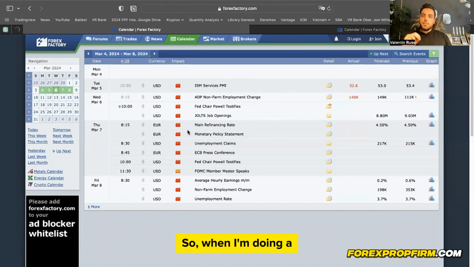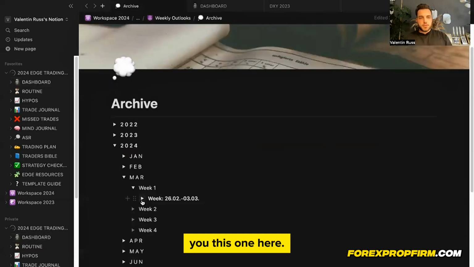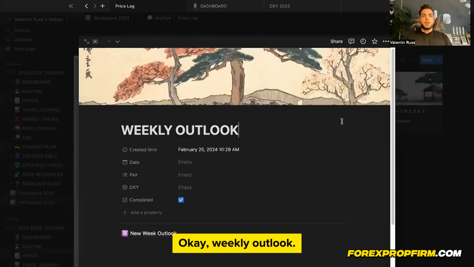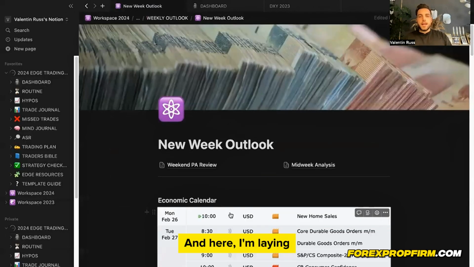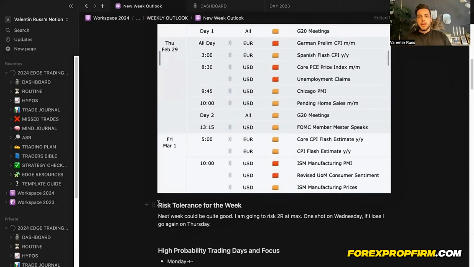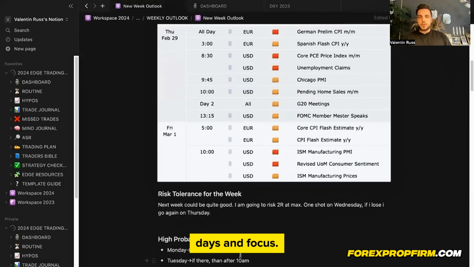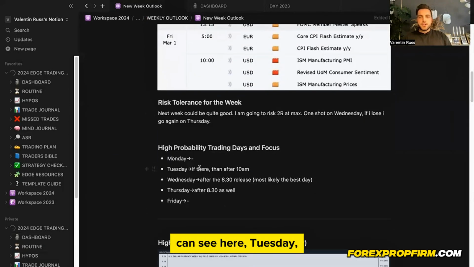So when I'm doing a new weekly outlook, which I can show you here as well, I'm going to watch out for when I'm going to trade. Okay, weekly outlook. Here I'm laying out the foundation for my trading week. As you see, I'm doing an economic calendar screenshot, and below that I'm typing out my risk tolerance and my high probability trading days and focus. As I mentioned, you can see here Tuesday, Wednesday, Thursday, and I'm exactly typing out when I'm going to trade and when I am risking my equity.